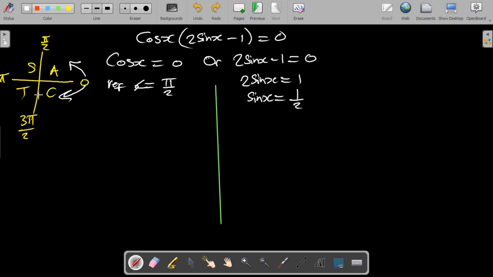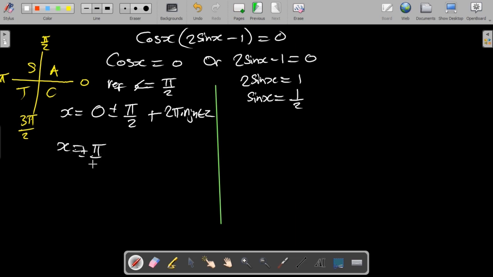To give your answer, you're going to describe these positions. To describe the two parts where cosine is positive, that would be this border value, plus or minus, so plus would be this way, minus would be that way, your reference angle. Then you're going to add the period multiplied by n, and n is an integer. And these are the solutions for cosine. This leads you to pi over 2 plus or minus pi over 2 plus 2 pi n.